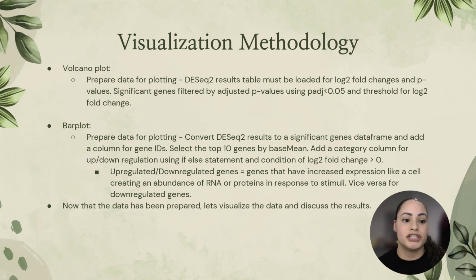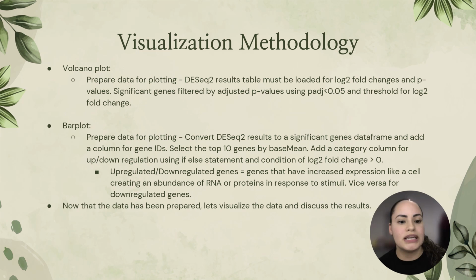Our second visualization would be the bar plot. We prepared this data for plotting by converting the DESeq2 results to a significant genes data frame and adding a column for gene IDs. We then selected the top 10 genes by base mean, and we also added a category column for up and down regulation using if-else statements and a condition of log2 fold change greater than 0.